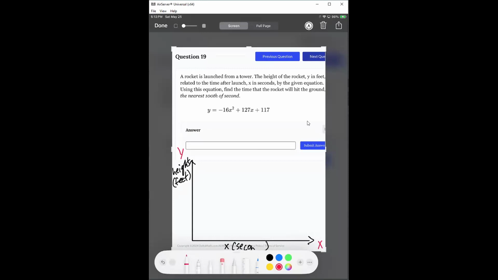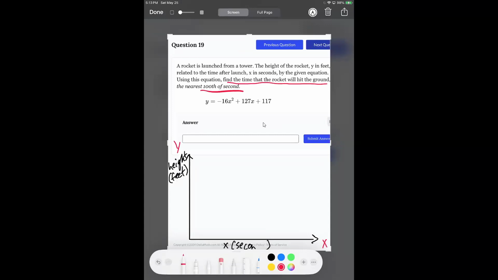So they said they launched the rocket from a tower. The height of the rocket was in feet and related to the time after the launch in seconds, and they gave the equation. They want to know how much time it took before it hit the ground, and they want us to round it to the nearest hundredths place. So they're asking us to do a couple of things, right?